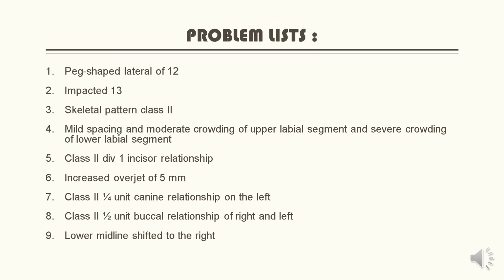The problem list: there are nine problems. The first one is peg-shaped lateral of 1-2. Second, impacted 1-3. Third is skeletal pattern class 2. Fourth is mild spacing and moderate crowding of the upper labial segment and severe crowding of the lower labial segment. Fifth is class 2 division 1 incisor relationship. Sixth is increased overjet of 5 mm. Seventh is class 2 1/4 unit canine relationship on the left. Eighth is class 2 half unit buccal relationship on right and left, and the last one is lower midline shifted to the right.